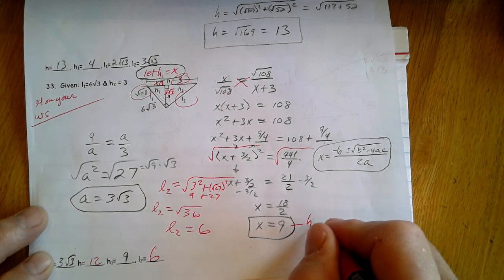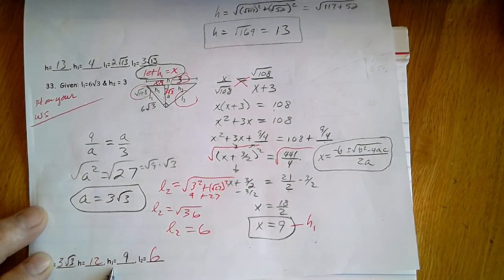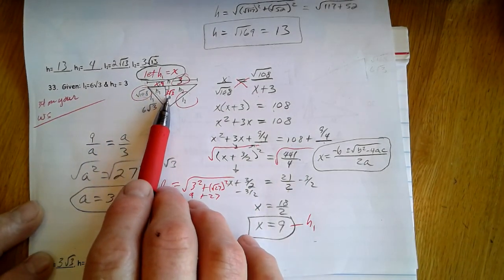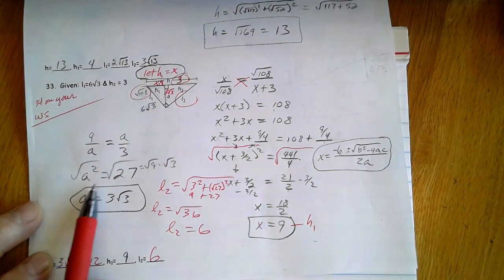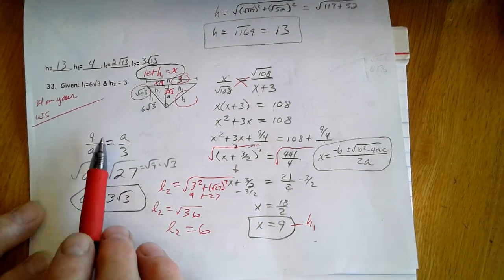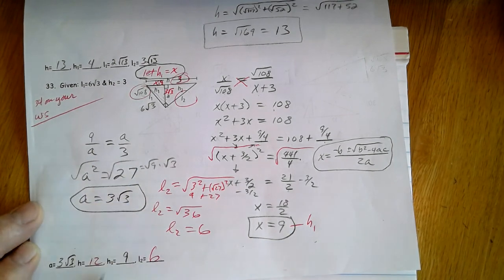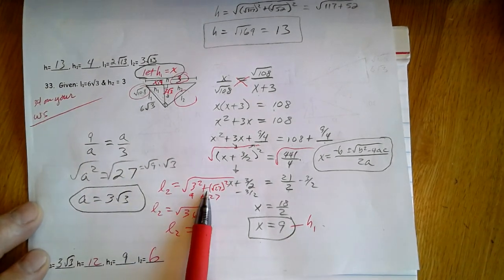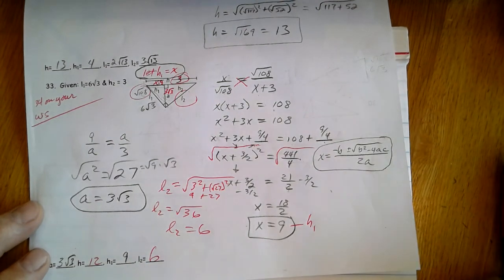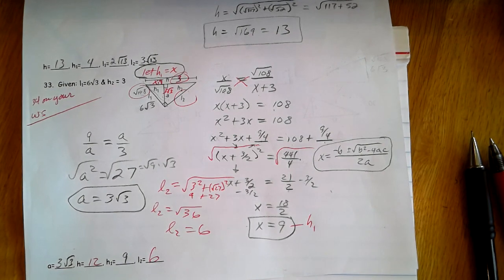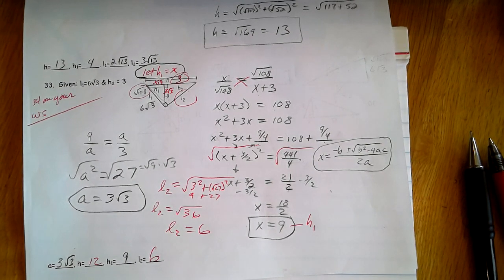Nice clean number. So x is really h sub 1, so h sub 1 equals 9 right here. Then I used the geometric mean. I said 9 is to a as a is to 3. This is really important that you learn this. a squared is equal to 27, so a is 3 root 3. And then I just used the Pythagorean theorem. So look at all of the algebra we're using. And that is it. That was the homework assignment.